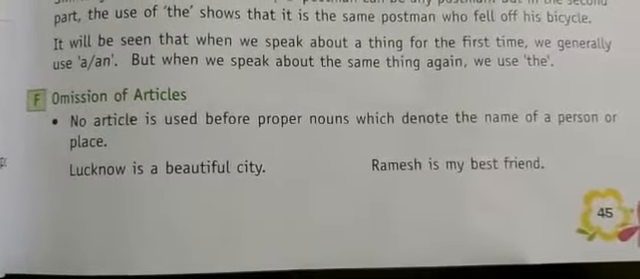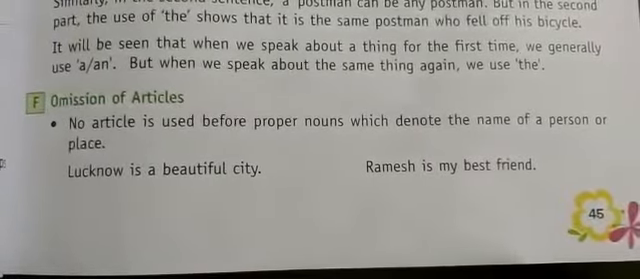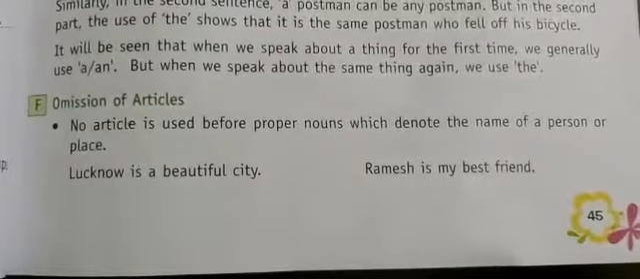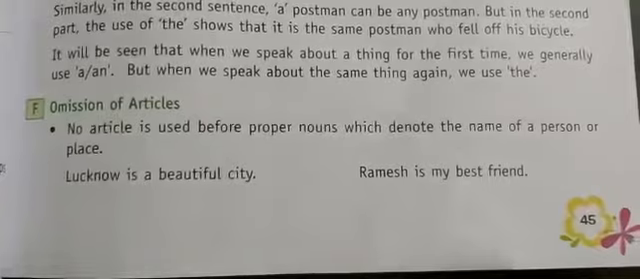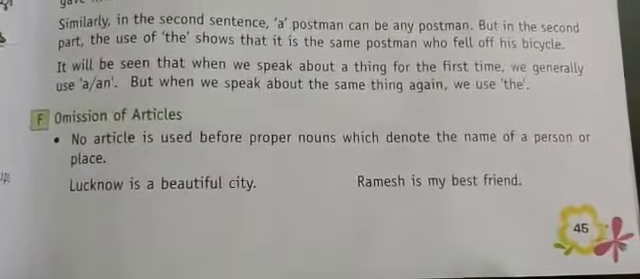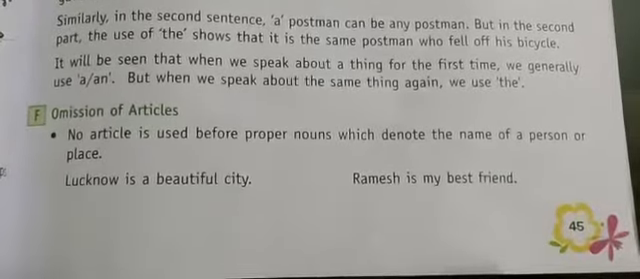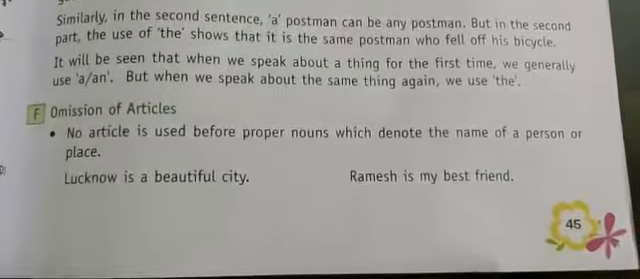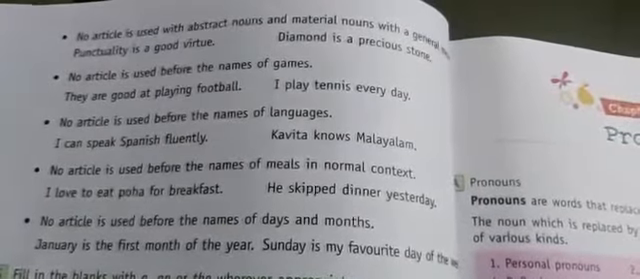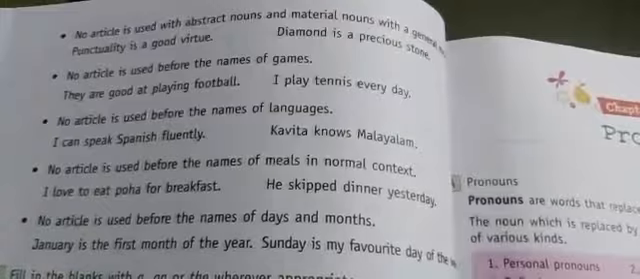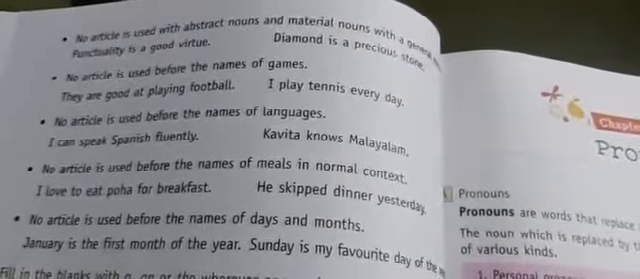Now, omission of articles. No article is used before proper nouns which denote the name of a person or a place. For example, Lucknow is a beautiful city. Ramesh is my best friend. Here, Lucknow and Ramesh are proper nouns. So we have not placed any sort of article before them. No article is used with abstract nouns and material nouns.